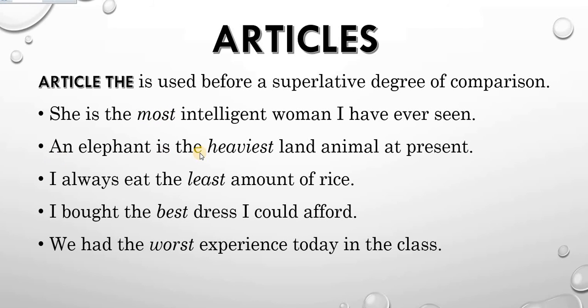An elephant is the heaviest land animal at present. I always eat the least amount of rice. I bought the best dress I could afford. We had the worst experience today in the class. So these are the superlative forms of comparison and the is a must before these words.